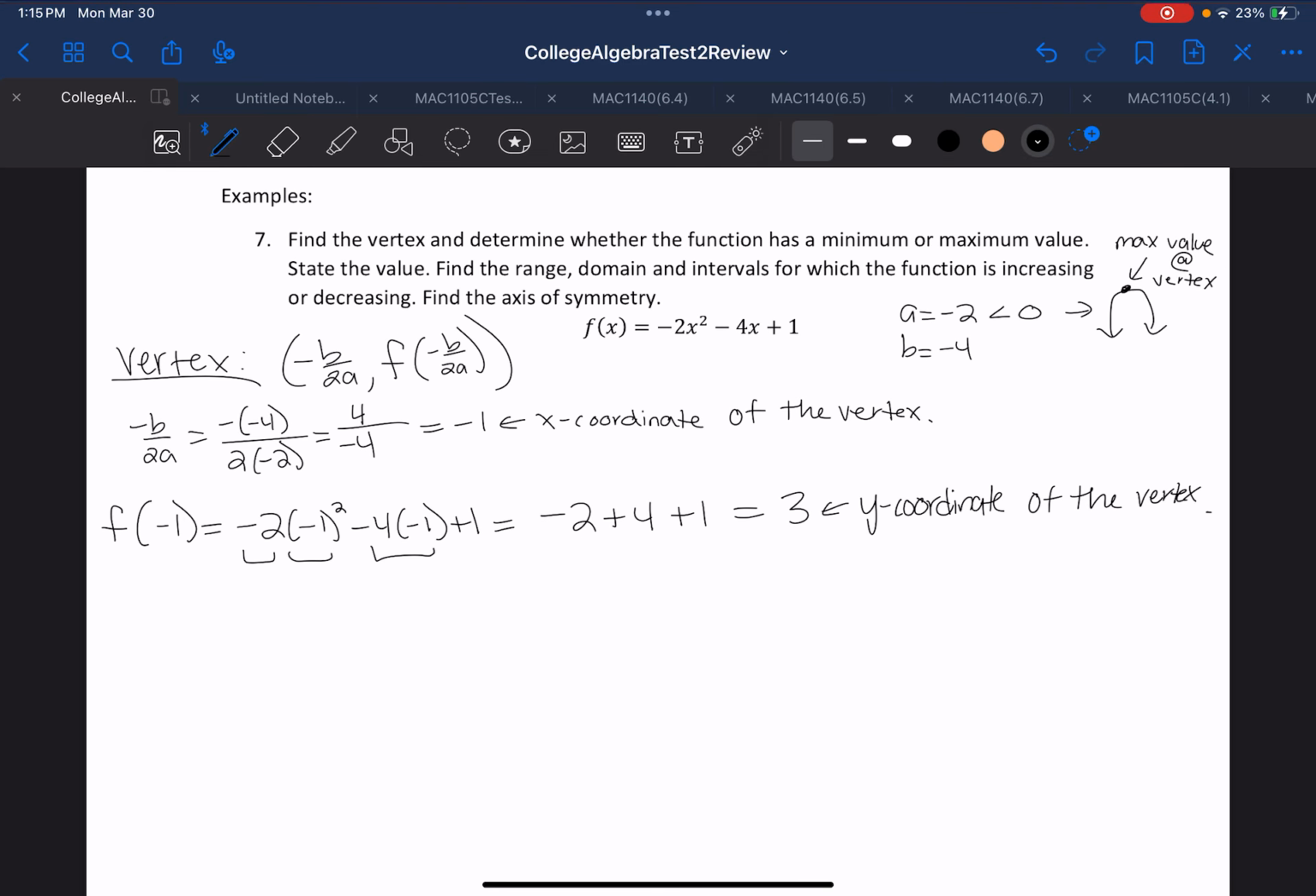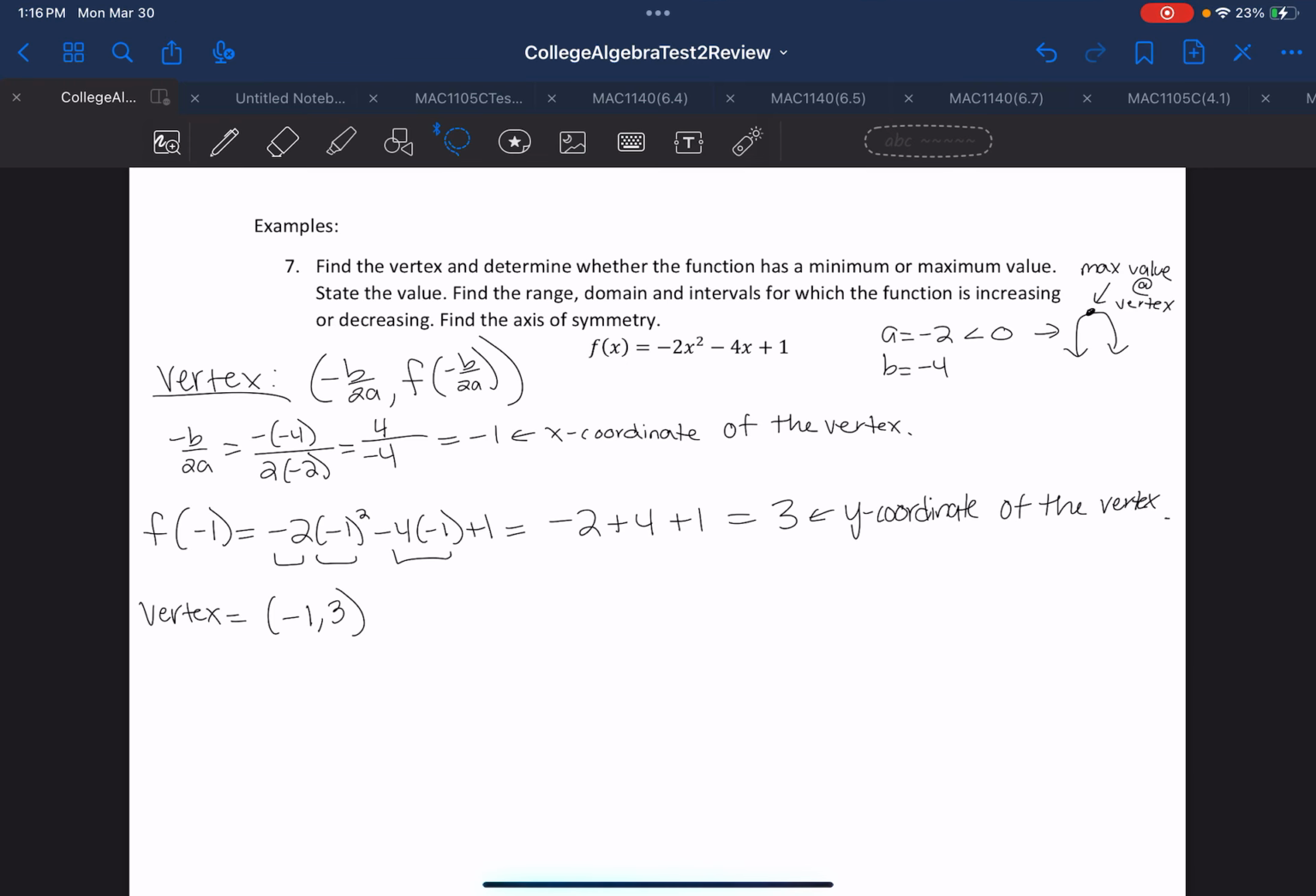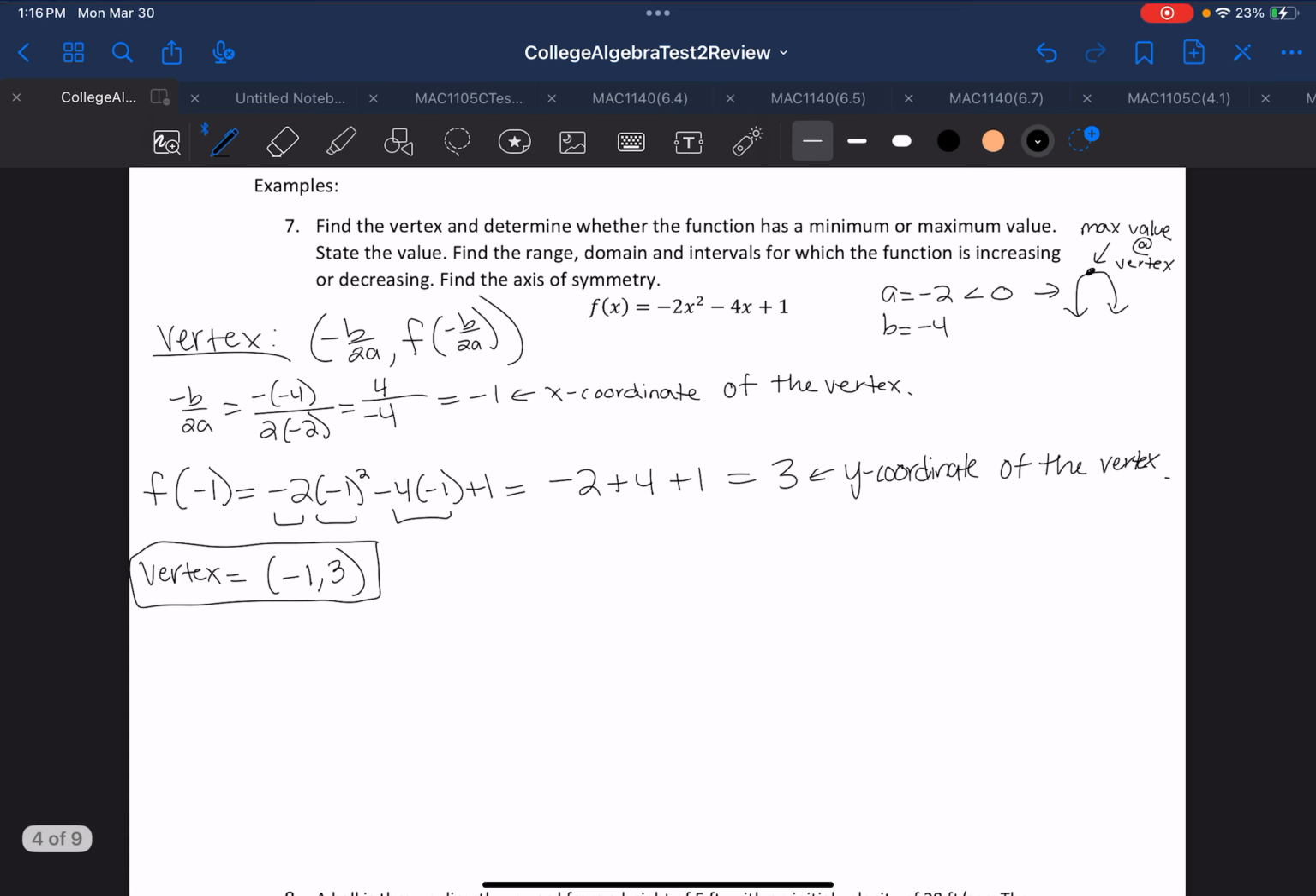So therefore, my vertex is equal to the point negative 1, 3. And this helps us find the maximum value. We already said it was going to have a maximum value, and the maximum value is always the y-coordinate of my vertex. So the maximum value is equal to 3.